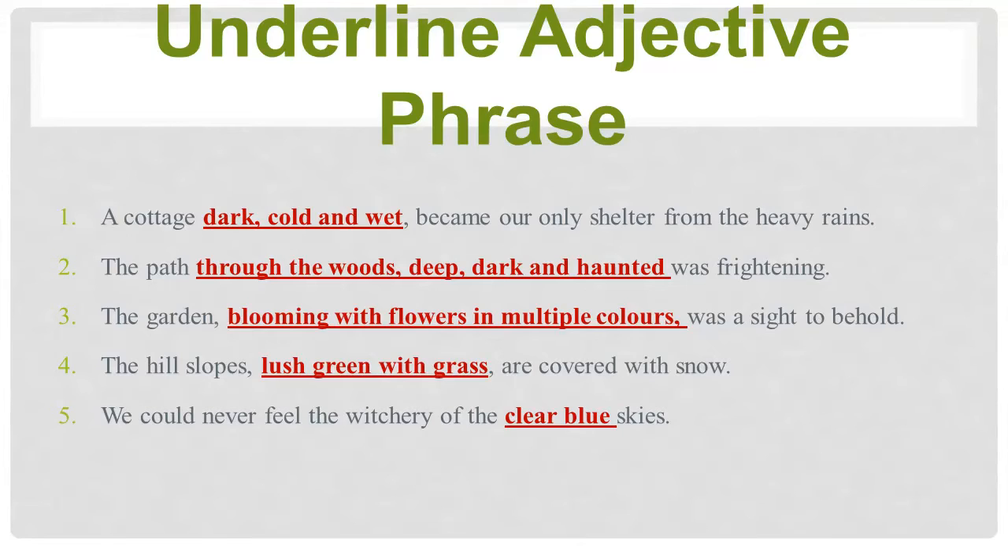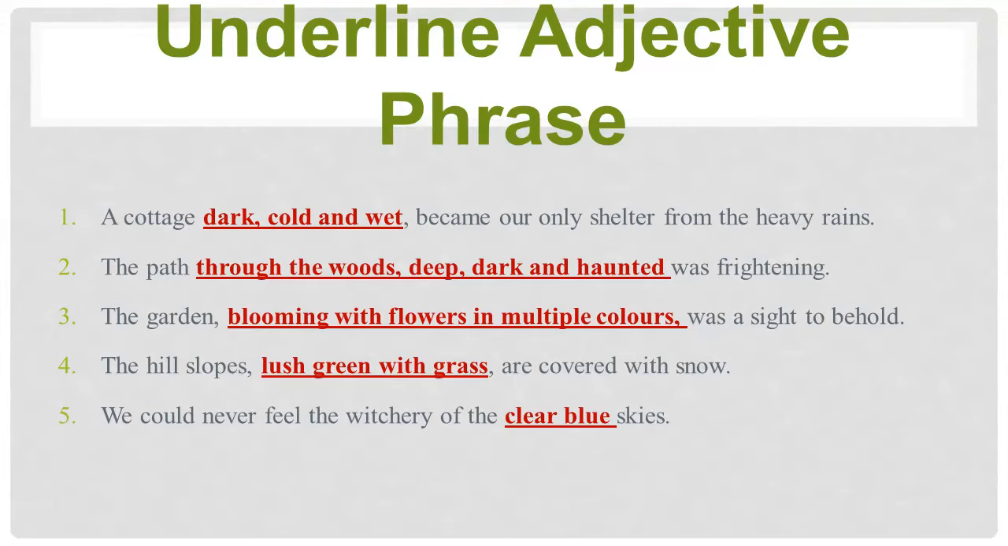The garden, blooming with flowers in multiple colors, was a sight to behold. The garden is noun. Blooming with flowers in multiple colors is adjective phrase. The hill slopes, lush green with grass, are covered with snow. The noun is hill slopes. Lush green with grass describes the hill slopes. That's why it is adjective phrase. We could never feel the witchery of clear blue skies. Clear blue is adjective phrase.